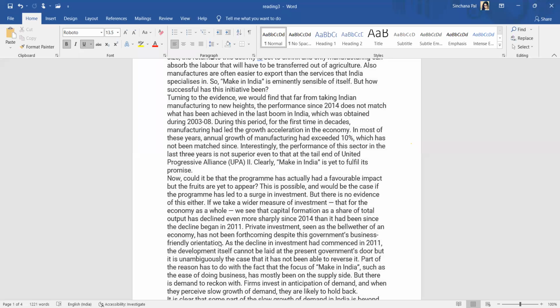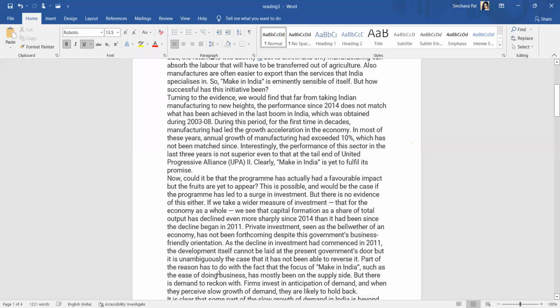So if we take a wider look at investment for the economy as a whole, we see that capital formation as a share of total output has declined even more sharply since 2014 than it had been since the decline began in 2011. So private investment, seen as the bellwether of an economy, has not been forthcoming despite this government's business friendly orientation. As the decline in investment had commenced in 2011, the development itself cannot be laid at the present government's door, but it is unambiguously the case that it has not been able to reverse it.